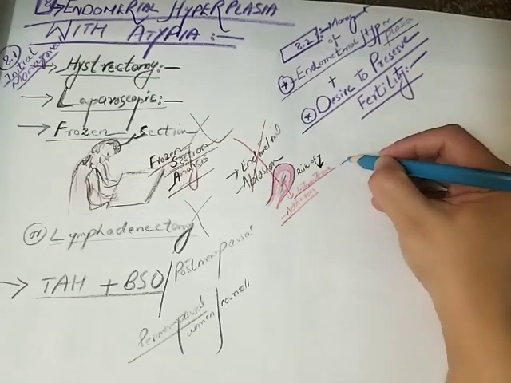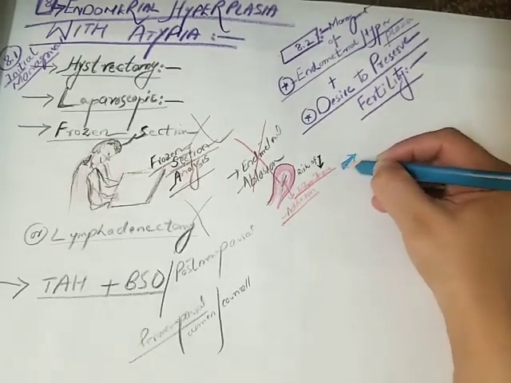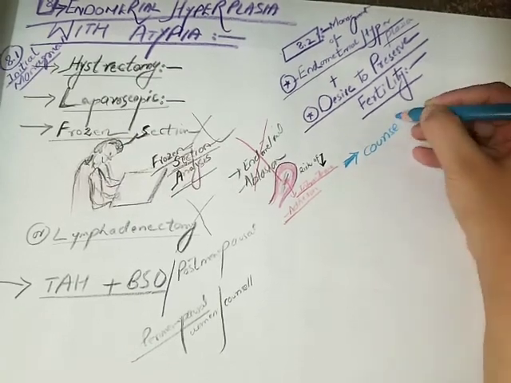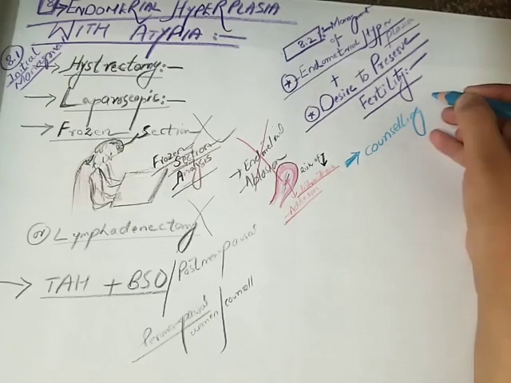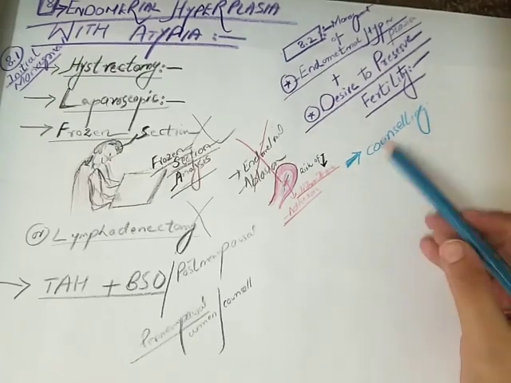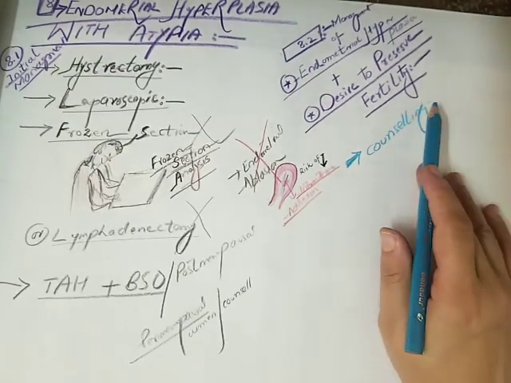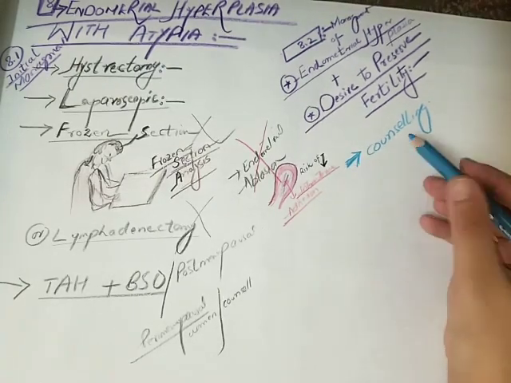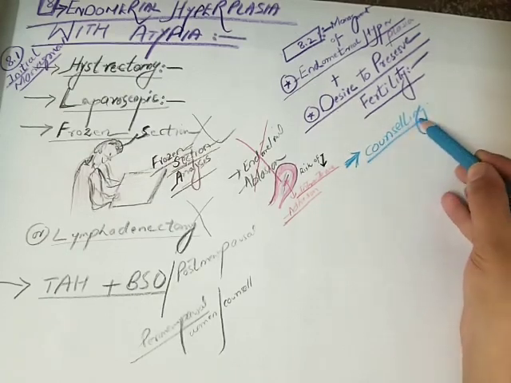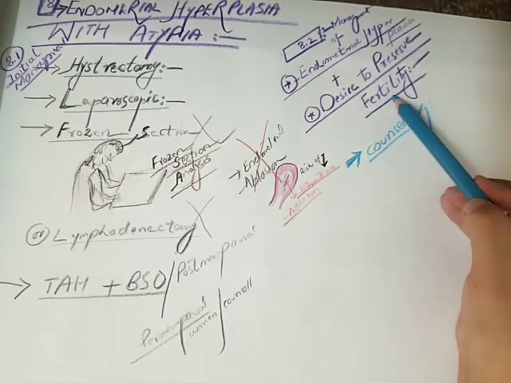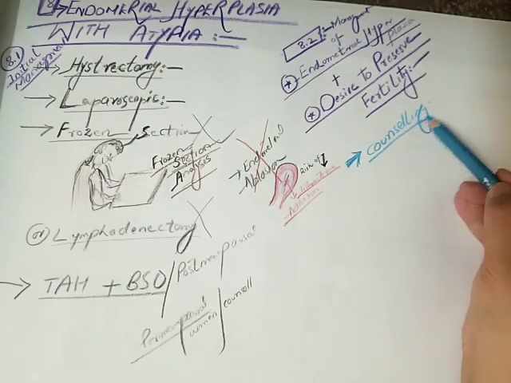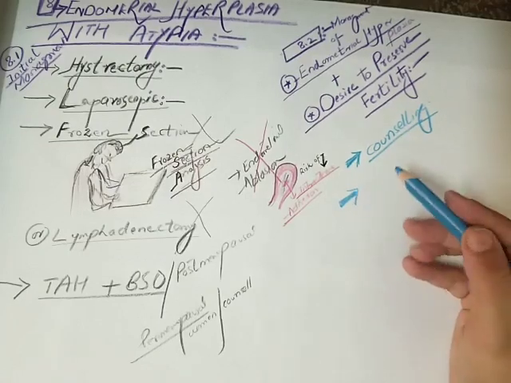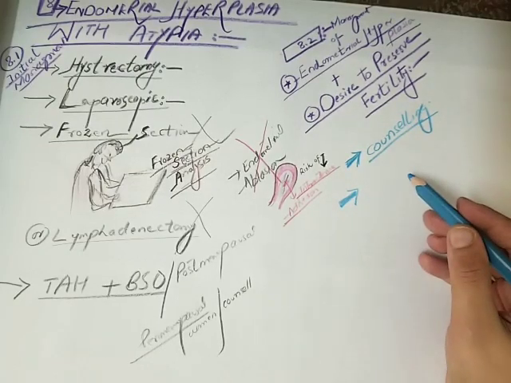There is a certain group of women who have endometrial hyperplasia with atypia and wish to preserve their fertility. So what we have to do is counsel them about the risk of underlying malignancy and subsequent progression to endometrial cancer. They wish to preserve their fertility, so we can't offer hysterectomy, but we have to counsel them that there is a risk of progression to endometrial cancer.